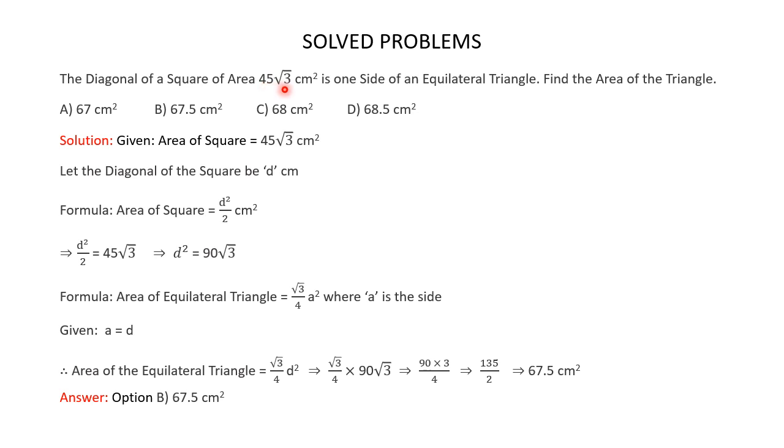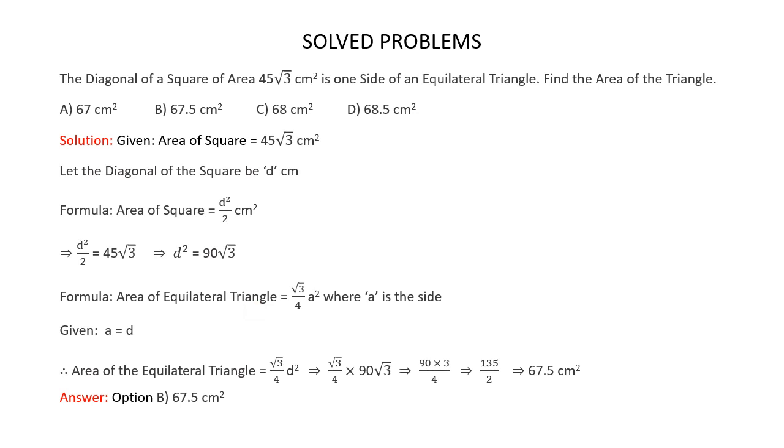root 3 centimeters squared. Now we know that area of an equilateral triangle is root 3 by 4 multiplied by a squared, where a is the side. Now it's given that a is equal to d, that is the one side of an equilateral triangle is equal to the diagonal of the square. So if we find the value of the diagonal of the square, then we can easily find the area of the equilateral triangle.